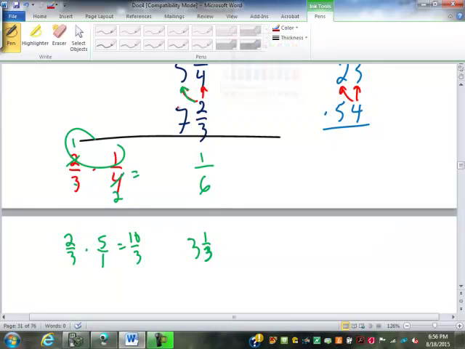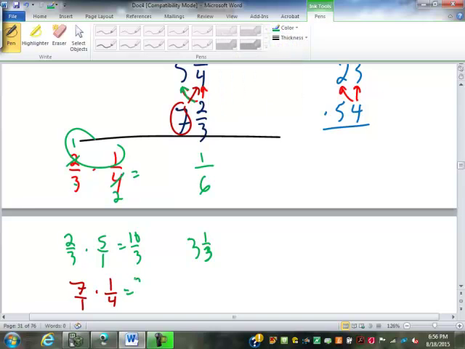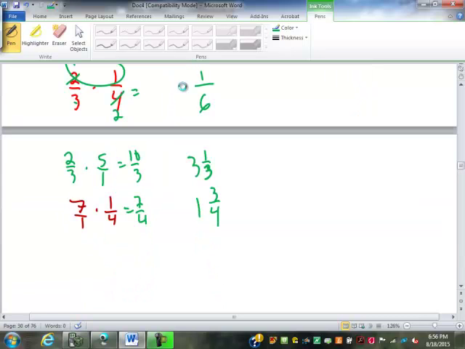Now we have to do the 7 times the 1/4. Once again, we put that over 1. 7 times 1 is 7. 1 times 4 is 4. So that is 1 and 3/4. And then we have the 7 times 5, which is just 35. Now we have to combine all this.